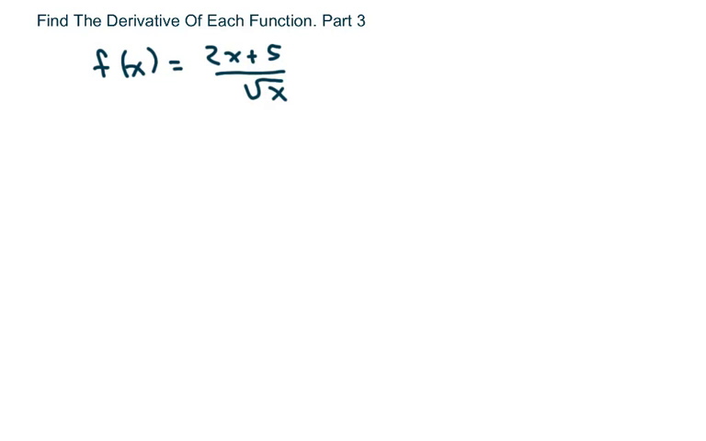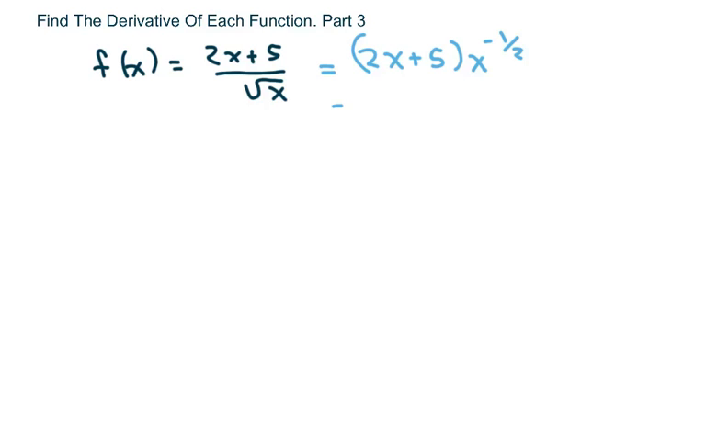Hi everyone, we're going to find the derivative of each function, and we're doing number two. The first thing I want to do for this one is to go ahead and rewrite this. Basically, if I rewrite this, this is (2x plus 5) times x to the negative 1/2.